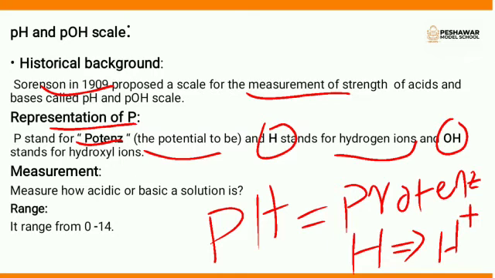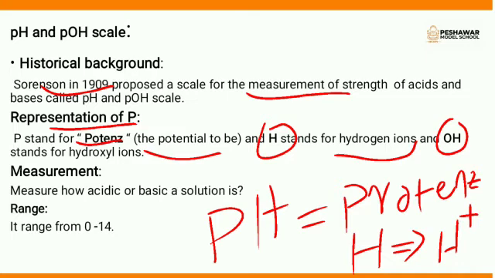Why do we use these scales? Why do we use this scale in the lab? pH and pOH scales measure how acidic or basic a solution is. If you work with acidic and basic solutions, you have to know whether your solution is strong or weak. So for measuring the strength of acid and base, we use the pH and pOH scale.